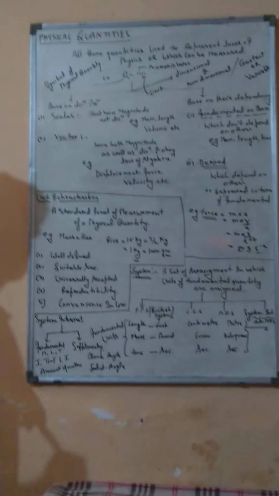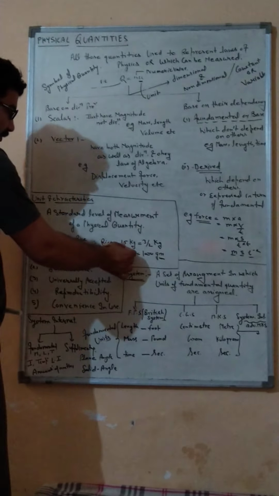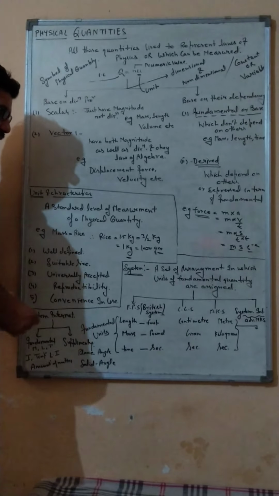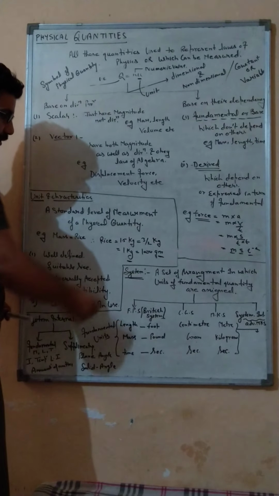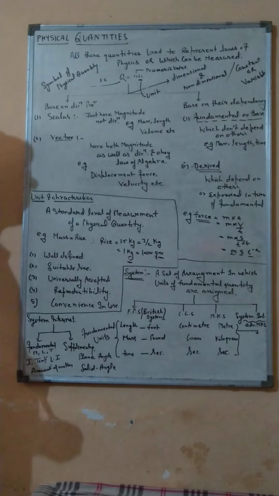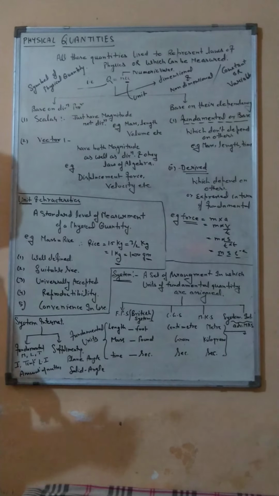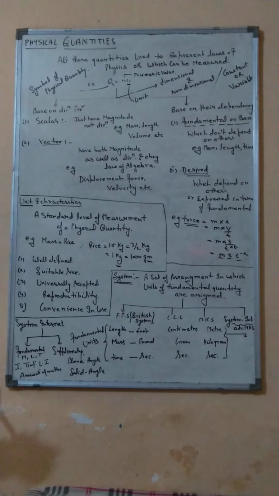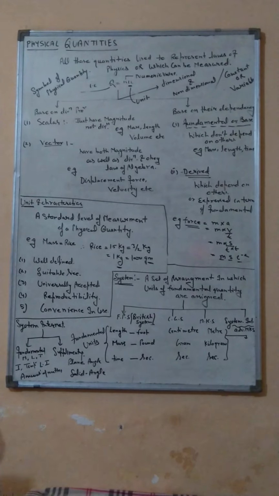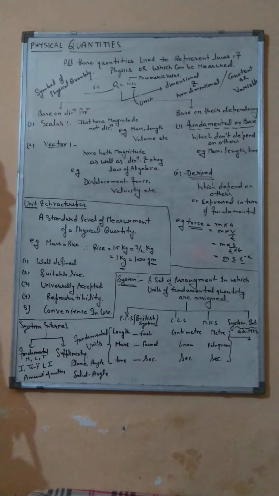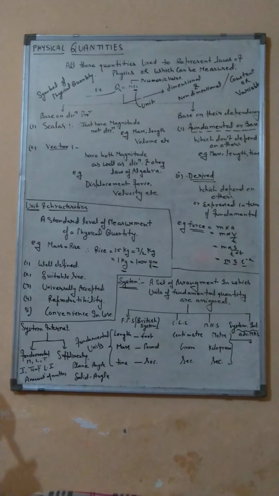For example, suppose I take the word rice. That rice can be purchased from the market by measuring it in that manner: 1.5 kg, 3/2 kg, or it may be 1 kg, or 1000 gram. So all those physical quantities in our nature which are measured and used to represent laws of physics are commonly referred to as physical quantities.